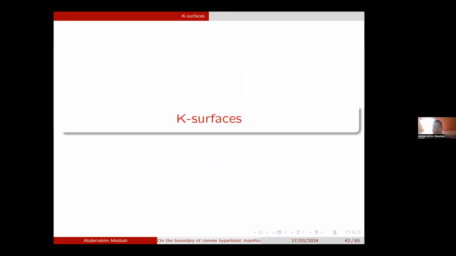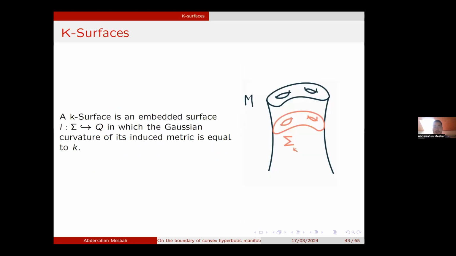Before that, we will define the notion of K-surfaces. By K-surface here, we mean a surface sigma which is embedded into M, a quasi-Fuchsian manifold, which has constant Gaussian curvature equal to K. If it has constant Gaussian curvature equal to K, we say that it is a K-surface.